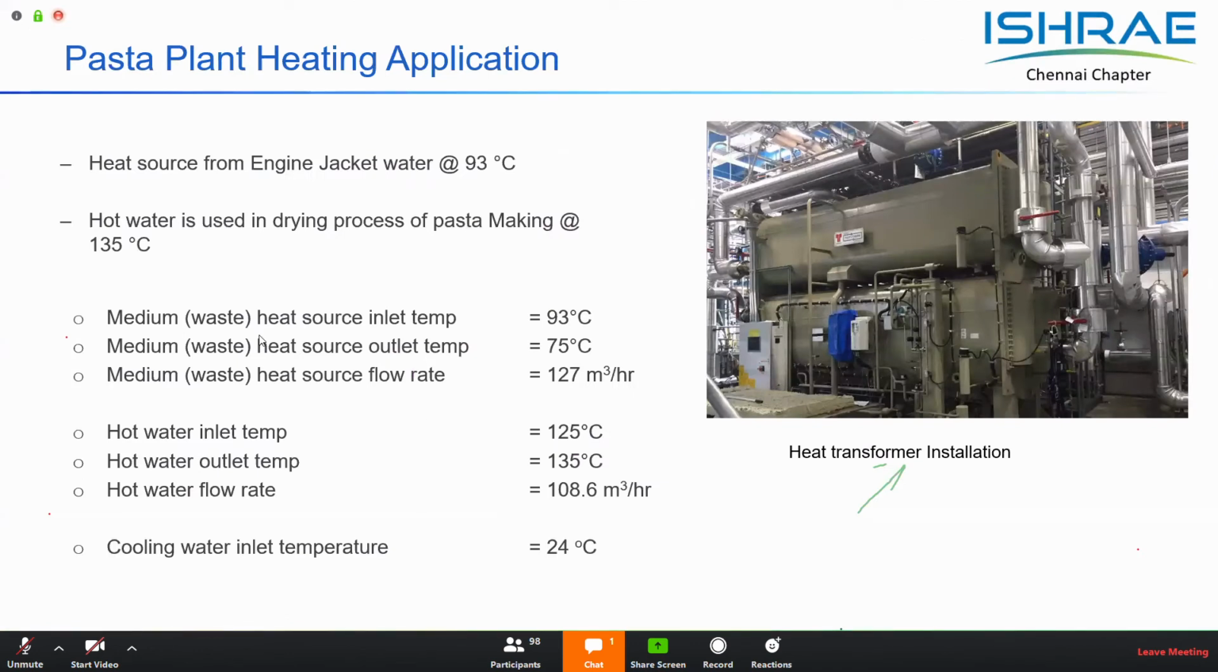This is one such food processing unit where they require hot water at 120 to 130 degrees Celsius for cooking noodles and pasta. They have a CHP system which generates hot water at 90 degrees Celsius, and that heat is put through a type 2 heat pump, or heat transformer, and the required hot water is generated at 130 to 135 degrees Celsius. So overall, there is a reduction in energy and also a reduction in the losses of heat to the environment.